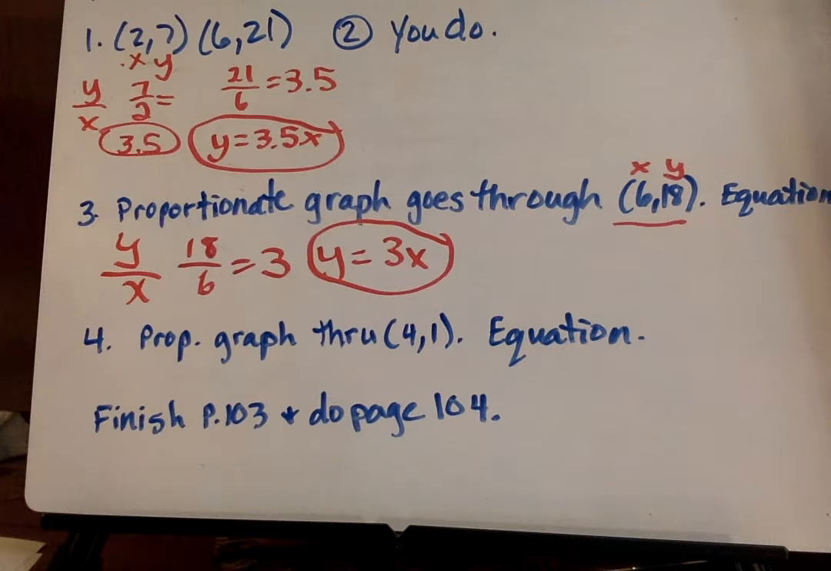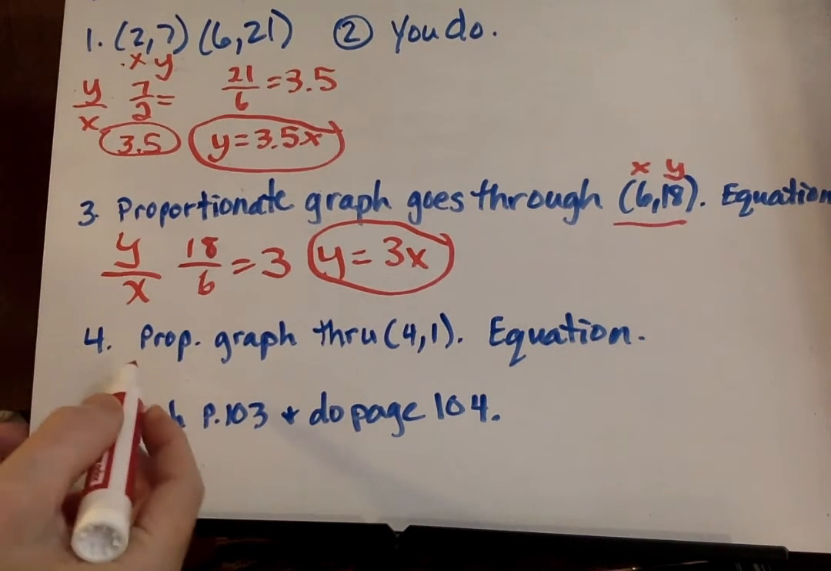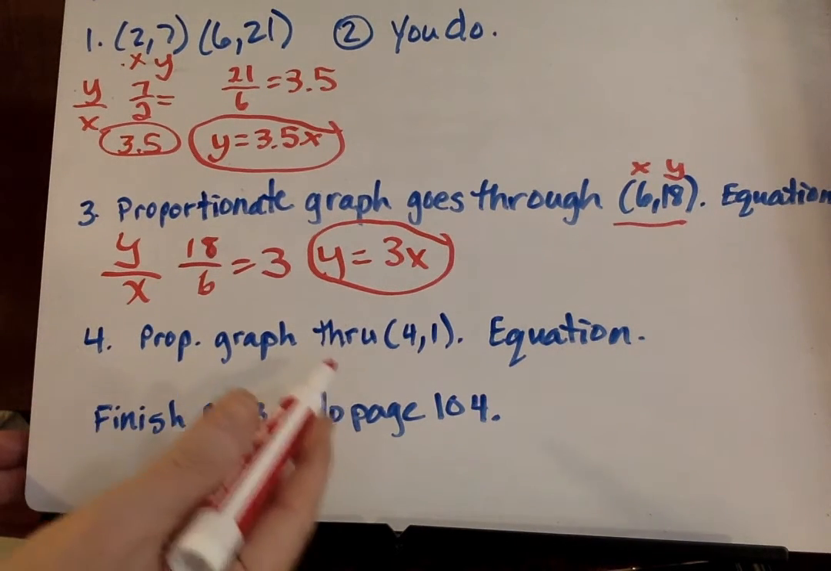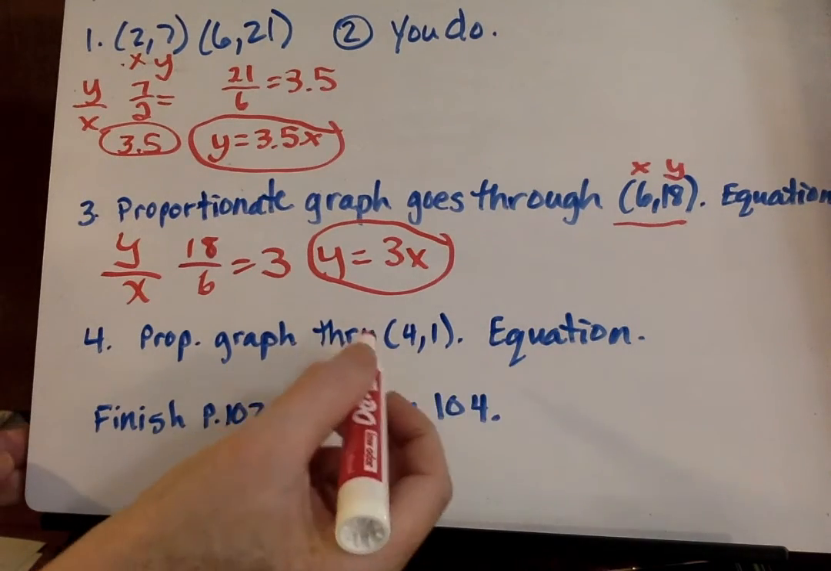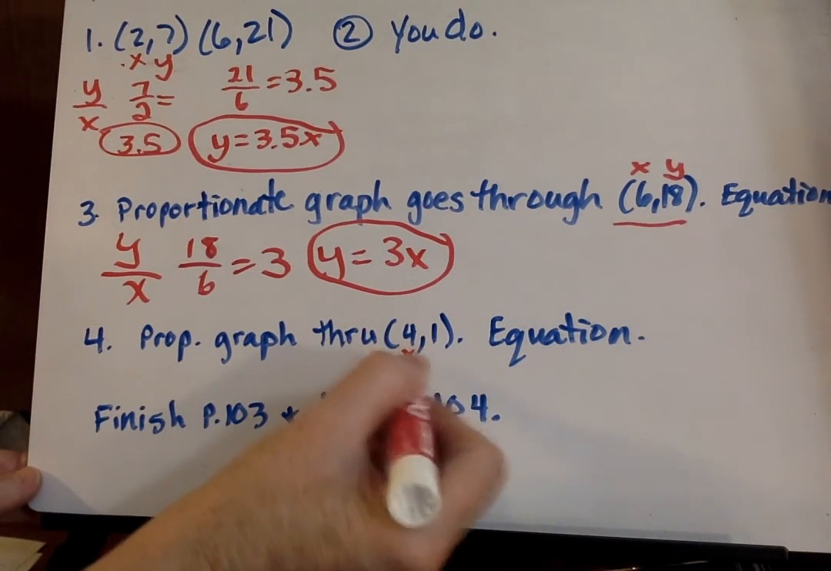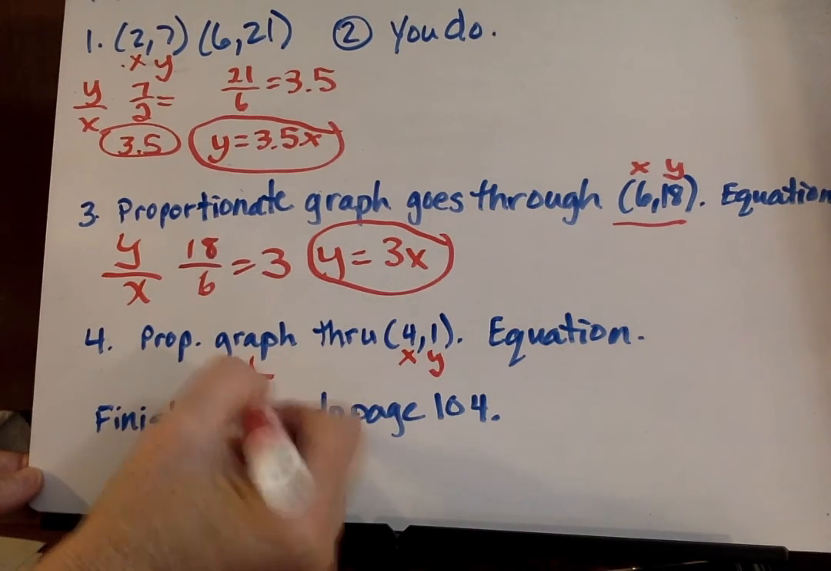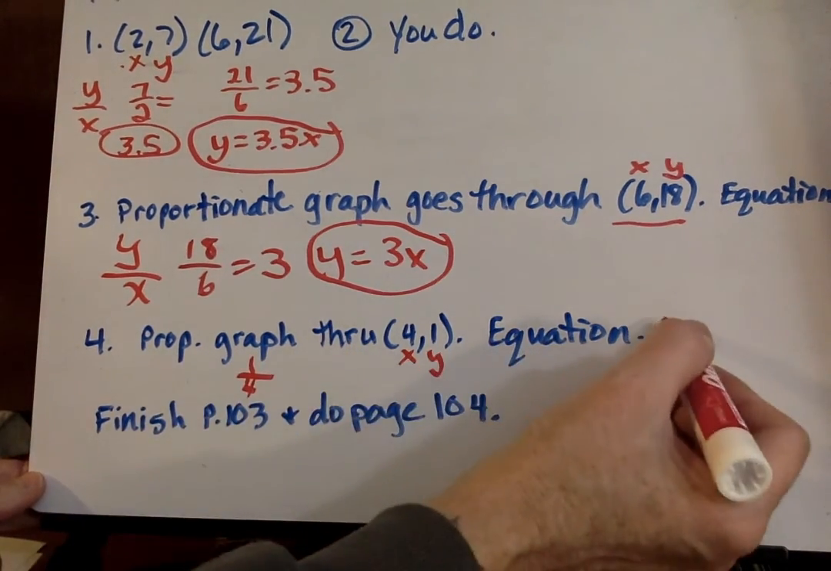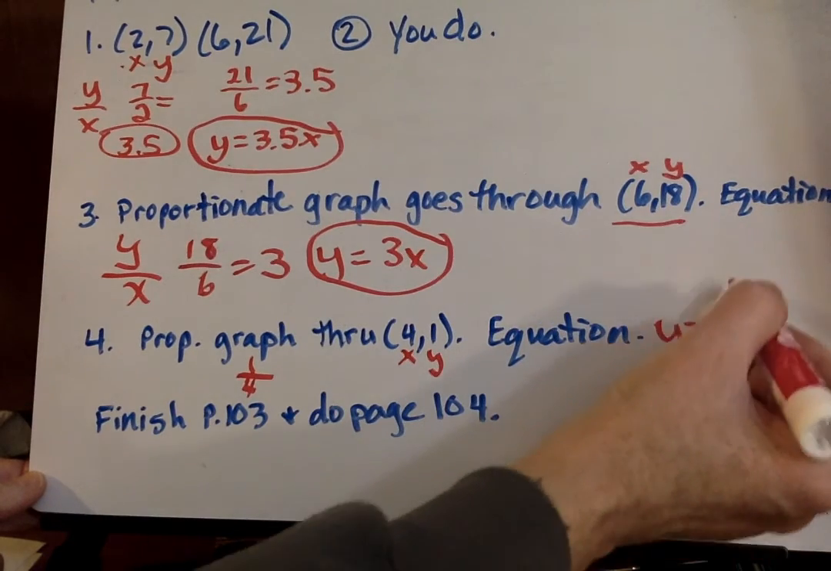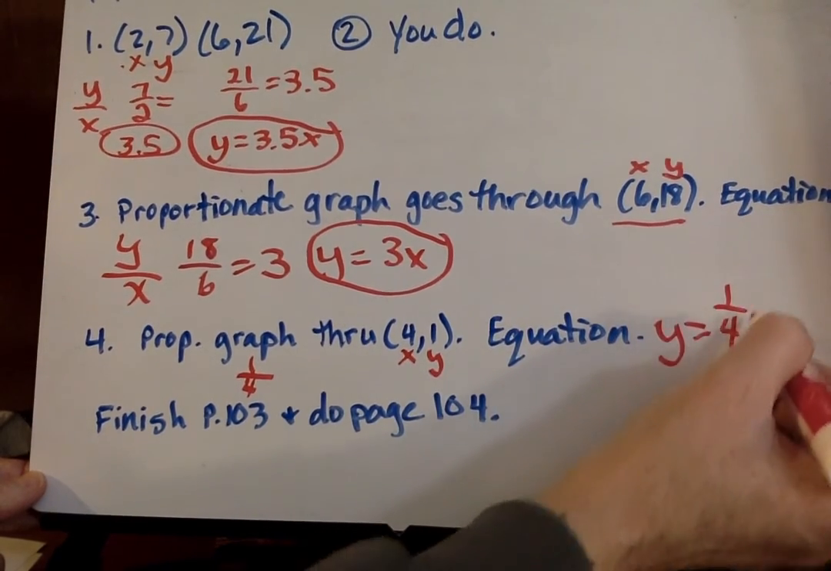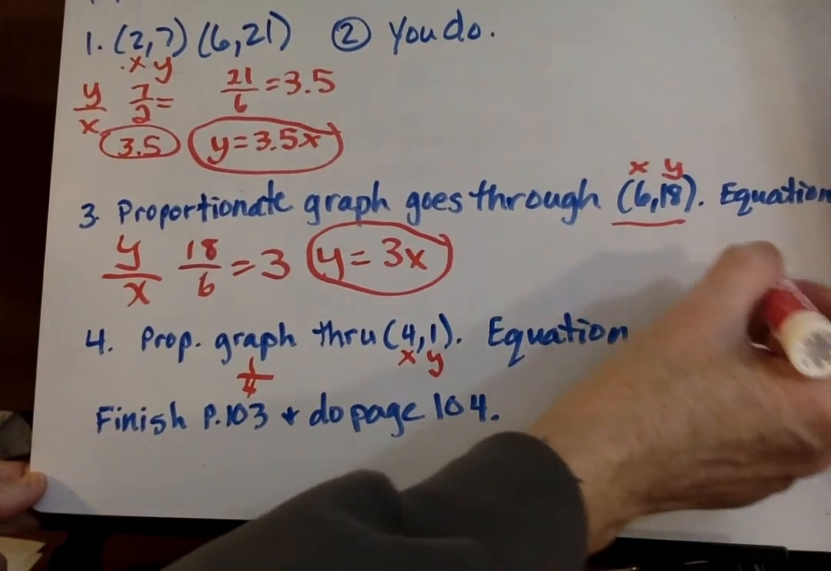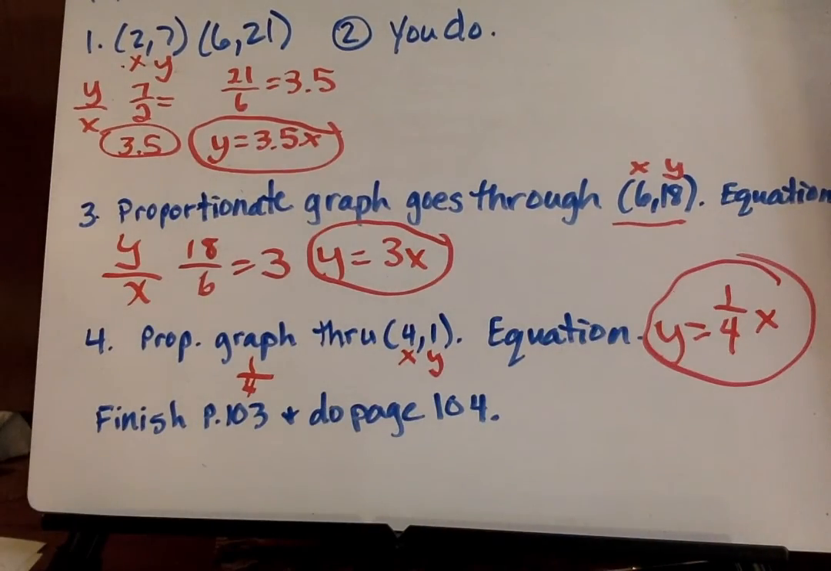Okay. Next, a proportionate graph goes through 1/4, comma 1. What is the equation? So this is x, this is y. I take my y divided by the x. Oh, 1/4. So our equation is y equals 1/4 x. It's okay to have it as a fraction.